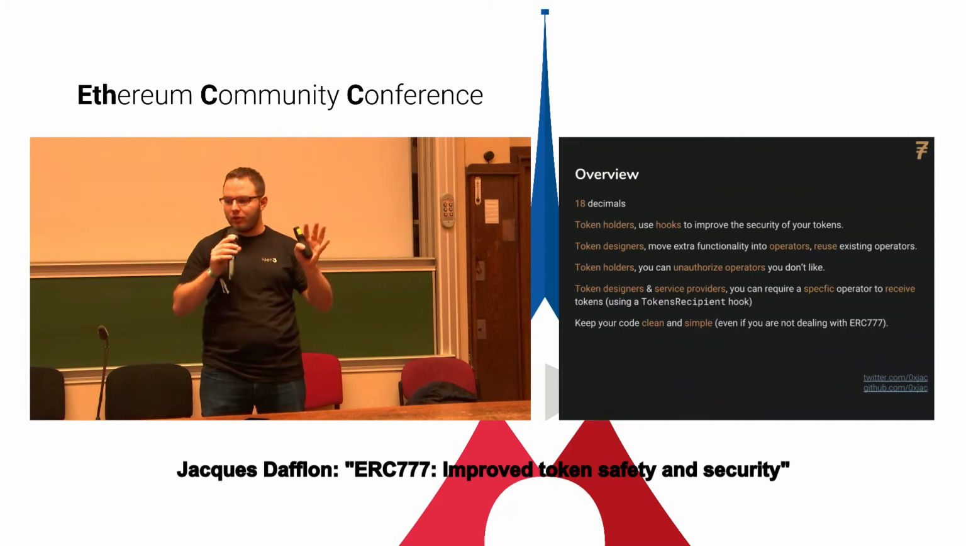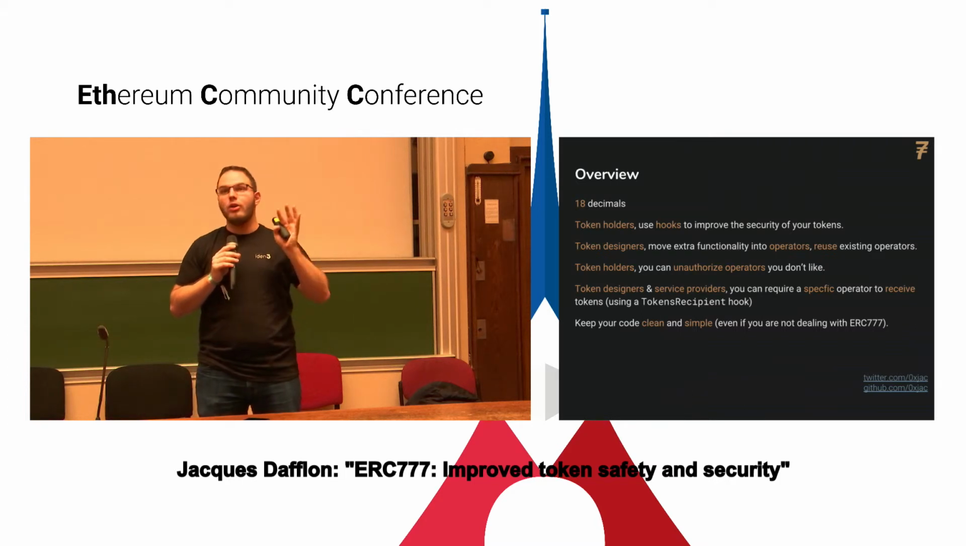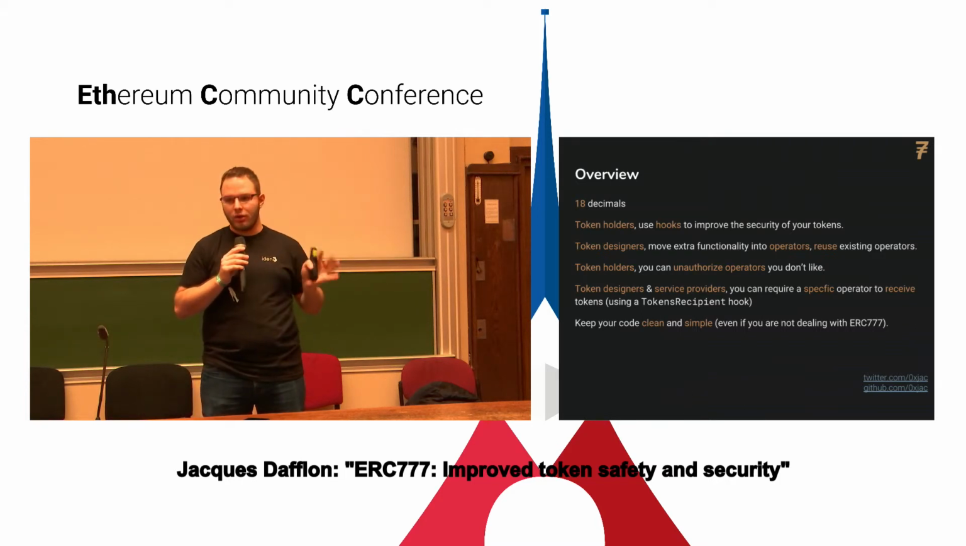As an overview of this, what we do is 18 decimals. That's really important. Just apply it all the time. If you hold any 777 tokens, try to use those hooks to improve your security and your safety and keep your assets safe.